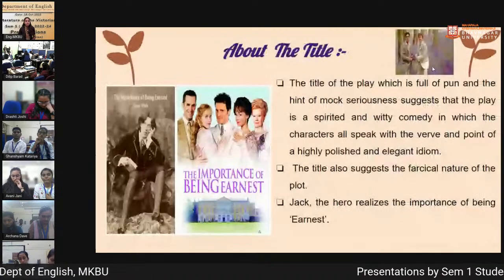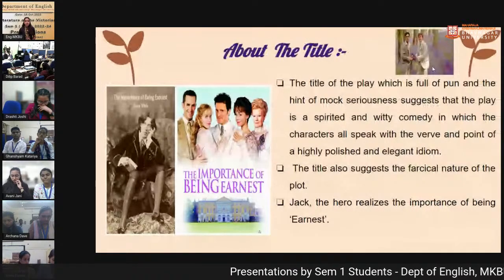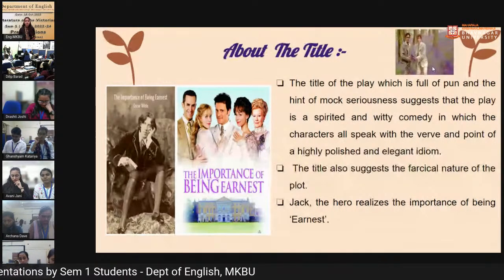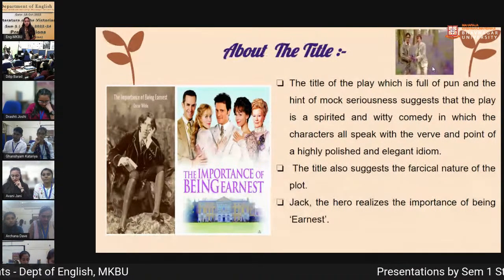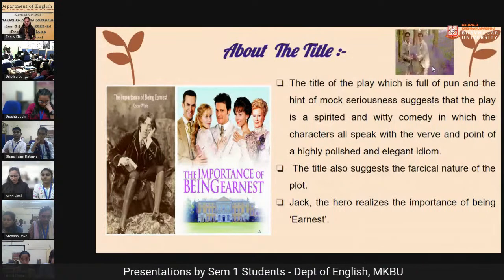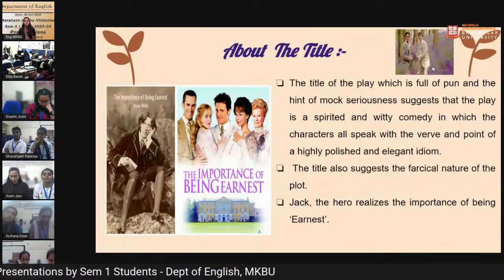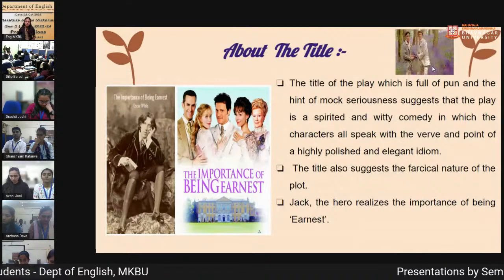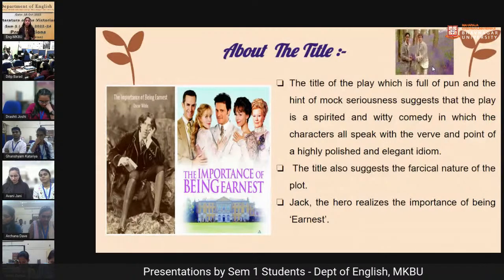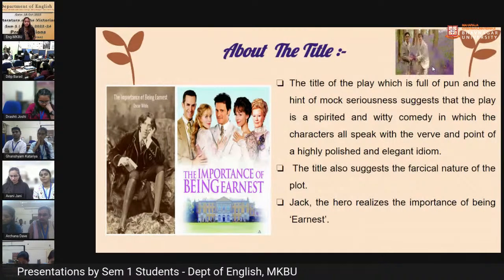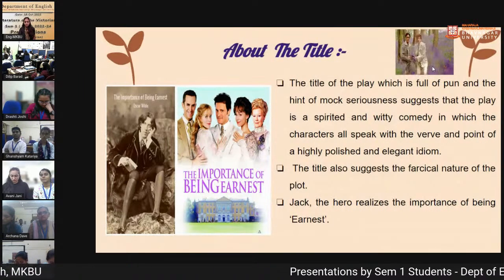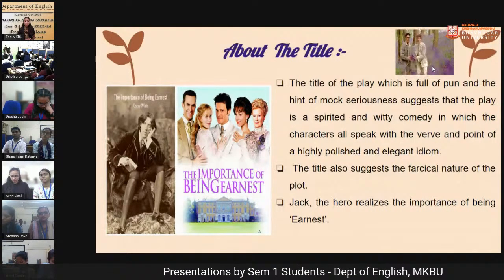About the title. The title of the play, which is full of pun and a hint of mock seriousness, suggests that the play is a spirited and witty comedy in which the characters all speak in highly polished and elegant idioms. The title also suggests the farcical nature of the plot. Jake, who is the protagonist of the play, realizes the importance of being earnest at the end of the play when he meets his lost family.